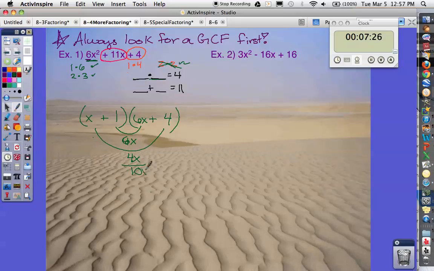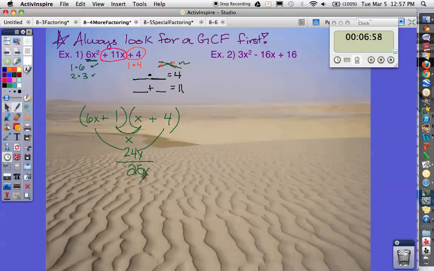Does that give me an 11x? It does not, so we're going to flip them. Don't flip everything, just change the x and the 6x. We're always just going to change the first one. So we'll do 6x and x. Let's find our new inside and outside terms. Well, I would have 1 times x gives me x, and 6x times 4 gives me a 24x. Altogether, that gives me 25x.